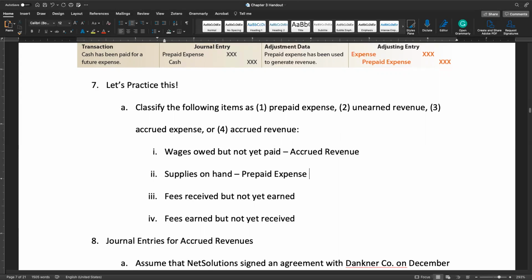We messed something up on the first one. That's not accrued revenue, that's accrued expense. And you probably said expense and I just wrote it wrong. All right, so the first one is accrued expense. Accrued expense, prepaid expense. All right. Fees that we have received, but we have not earned them yet. Unearned revenue. And then our last one, fees that we have earned, but we have not yet received. Accrued revenue.